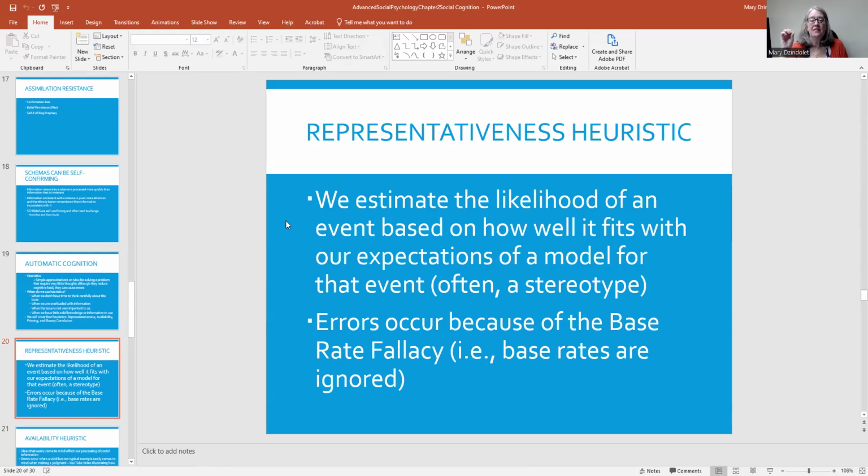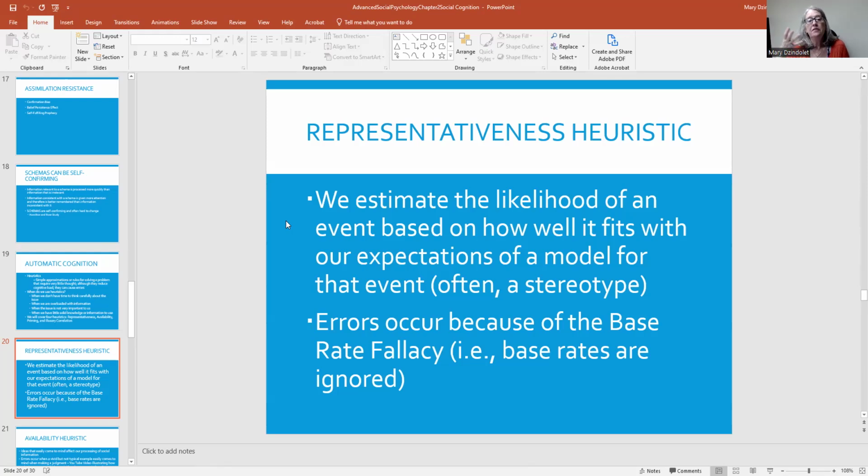So the representativeness heuristic: we estimate the likelihood of an event based on how well it fits with our expectations of a model for that event. Oftentimes that's a stereotype or a schema. So we have a schema of what it's like to be an engineer. We have a schema of what it's like to be a lawyer.